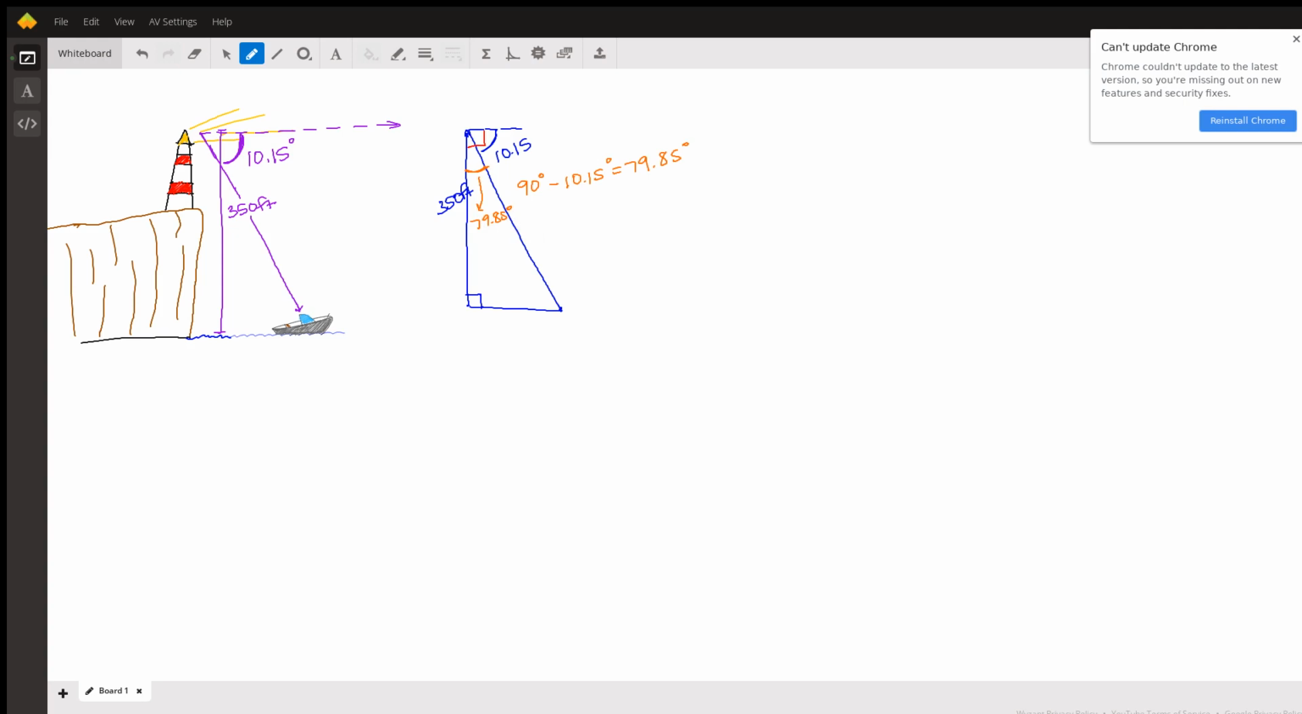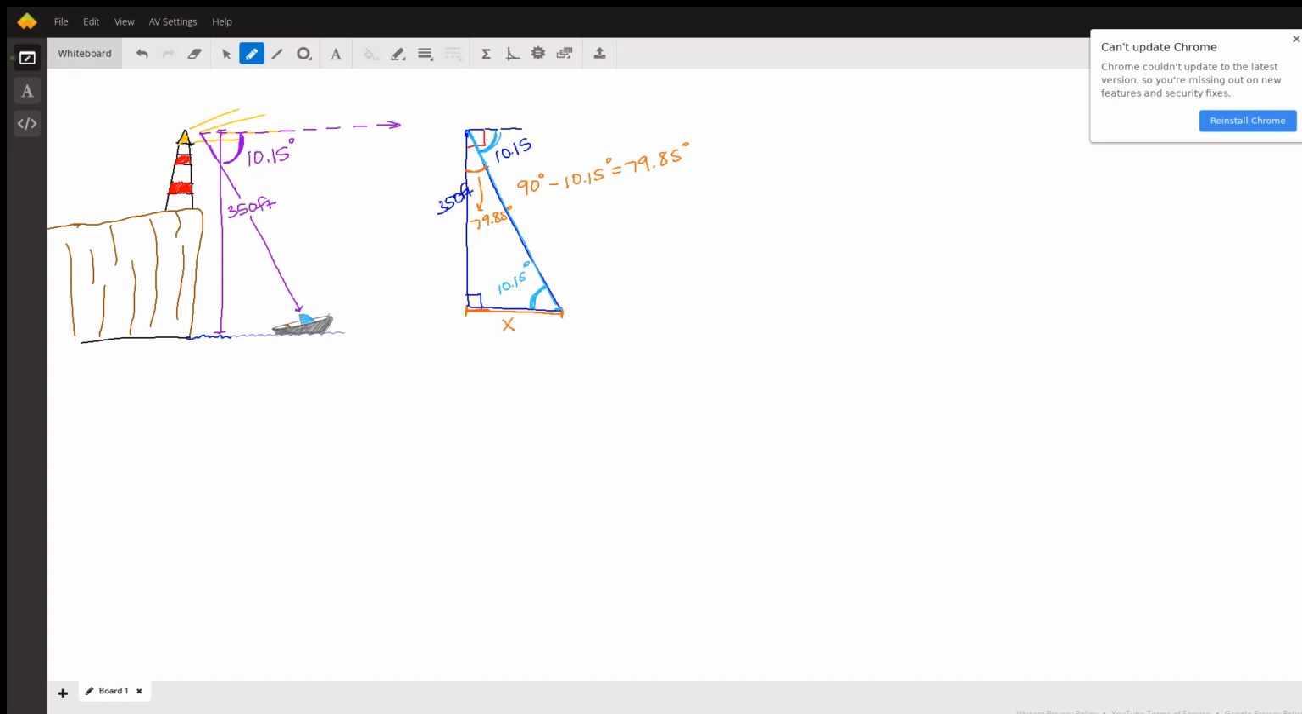And because of the alternate interior angles, we know that the inside of this angle, the inside of this line coming down here, is also 10.15 degrees. So it's the alternate interior angle theorem. So if we have 10.15 degrees down here where the motorboat is, then we're trying to find this distance right here from the base of the lighthouse to the boat. We're going to call that x.